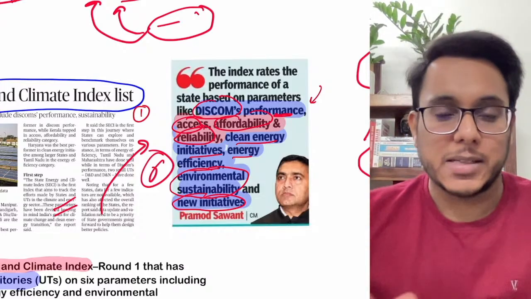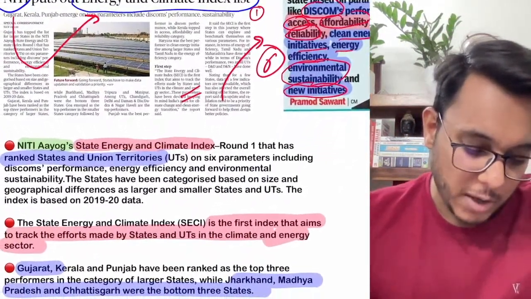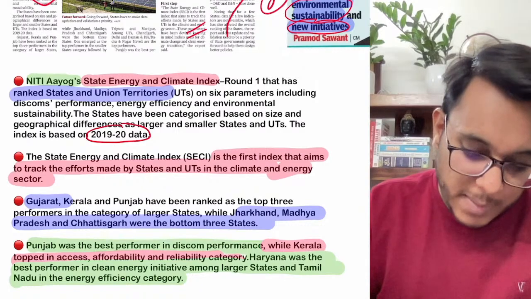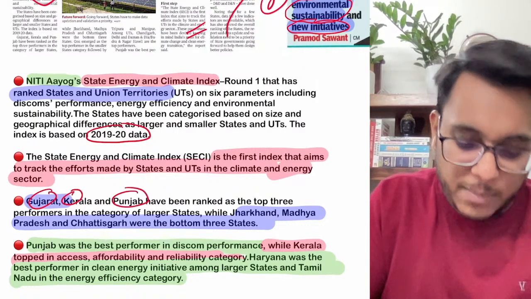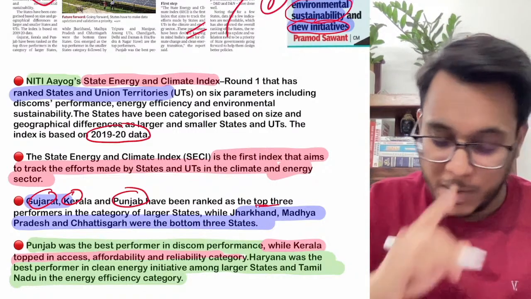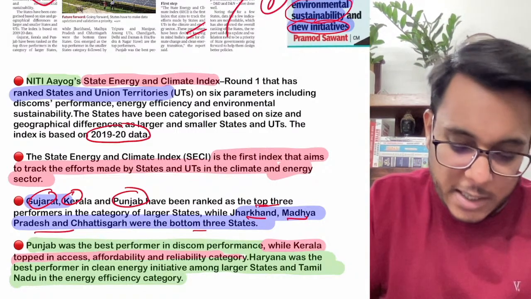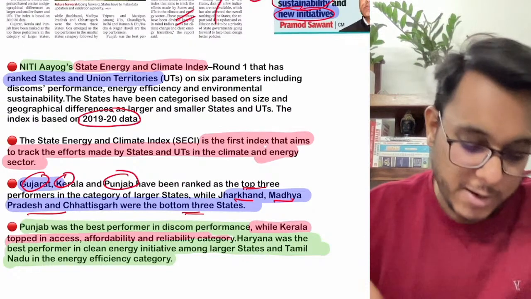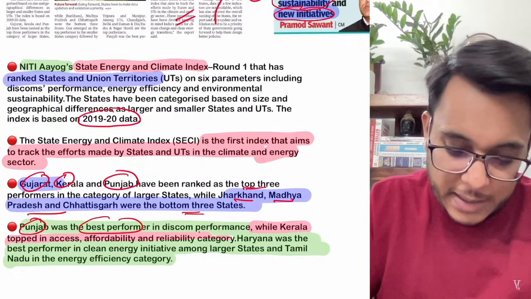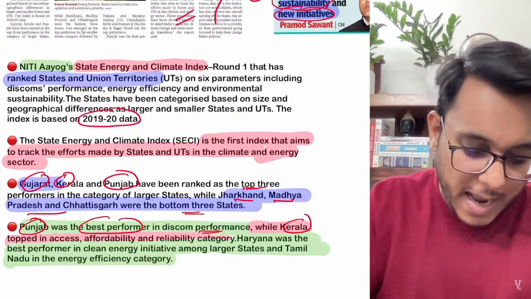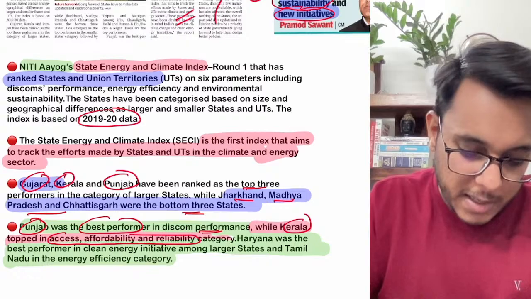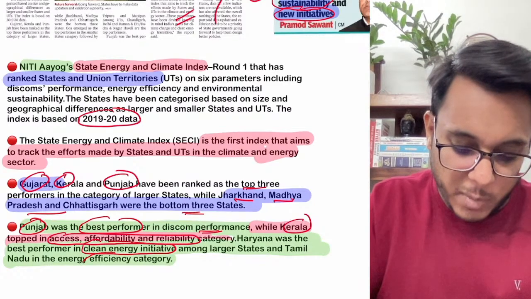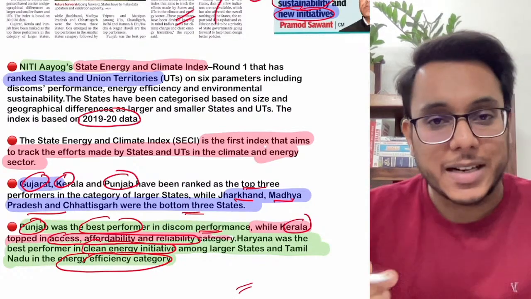On these 6 parameters the states have been ranked. As per this ranking, with data taken from 2019-20, Gujarat, Kerala and Punjab are the big states that ranked top, whereas Jharkhand, Madhya Pradesh and Chhattisgarh are the bottom 3 states. As I told you, specific categories have also been evaluated. Punjab was the best performer in distribution company performance. Kerala topped the category of access, affordability and reliability. Haryana was the best performer in clean energy initiatives, and Tamil Nadu was the best performer in the energy efficiency category. So this is the ranking that has been given.